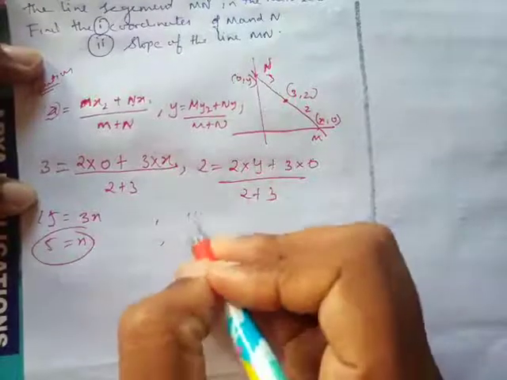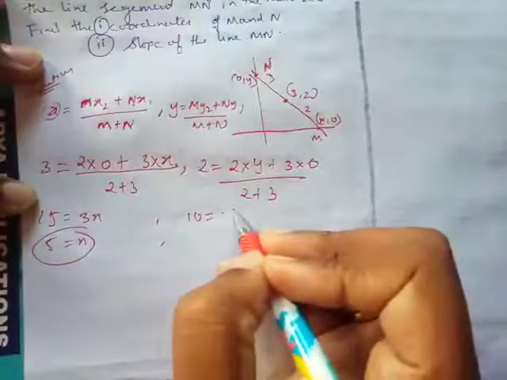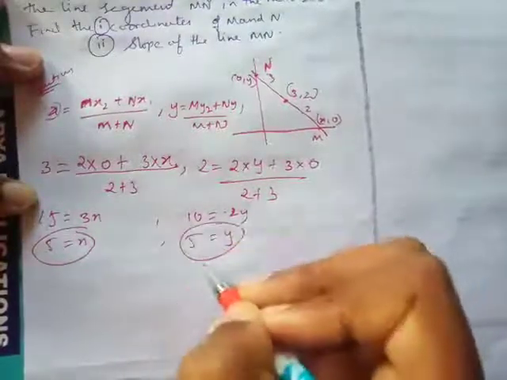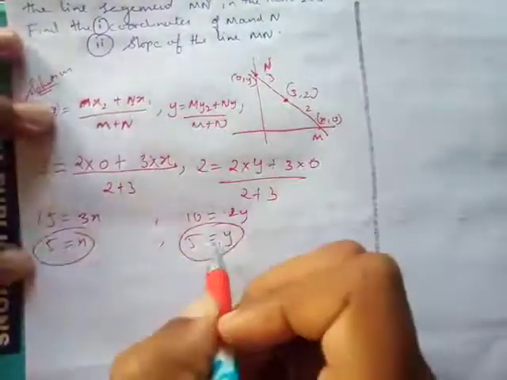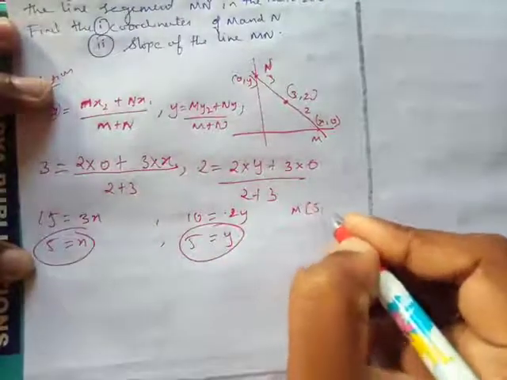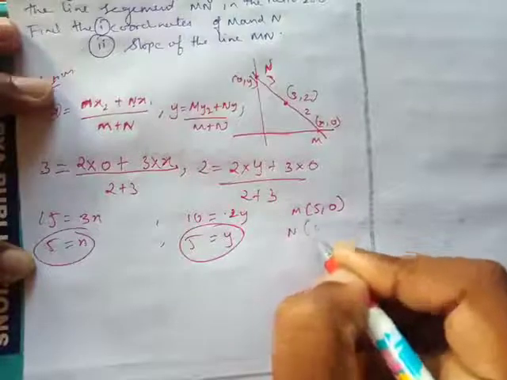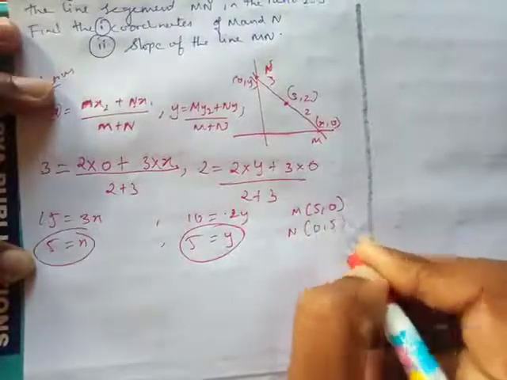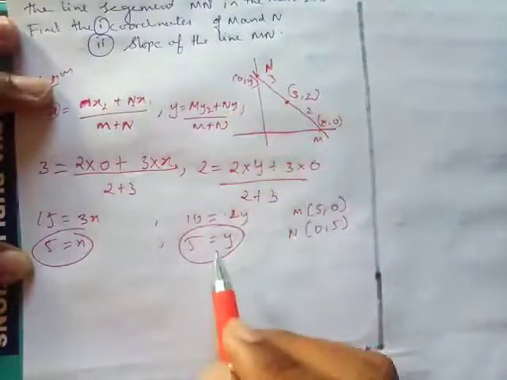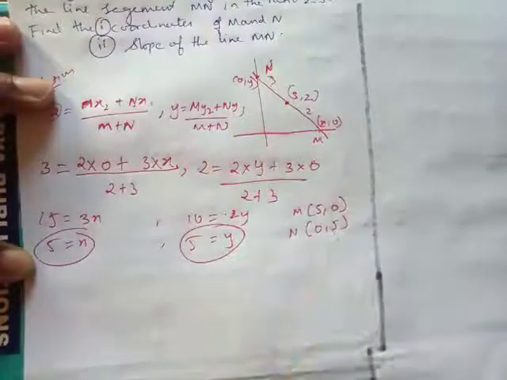Okay, and this is going to be 5, going over there 10, is equal to 2y, and 2 going over there will divide, y is equal to 5. So I know the value of x, I know the value of y. I can say that the coordinates of m are 5,0 and the coordinates of n are 0,5. Okay, because the coordinates of n are 0,y, and my y came out as 5, so I put 0,5.